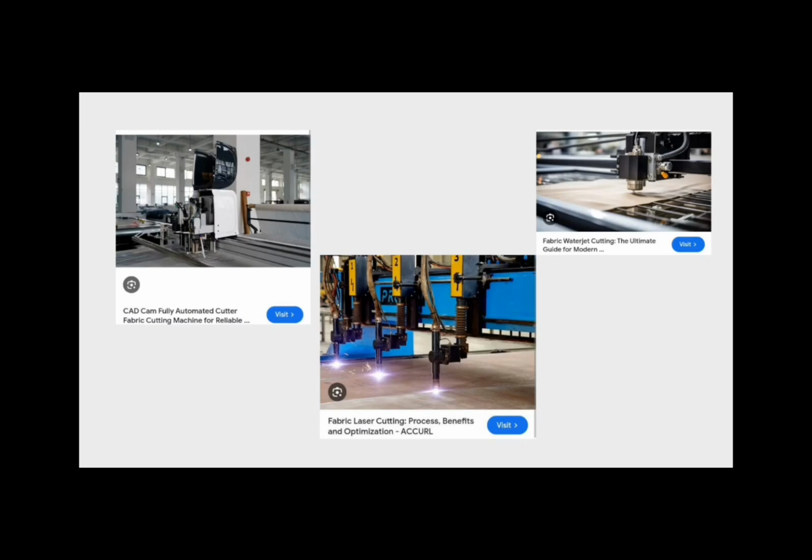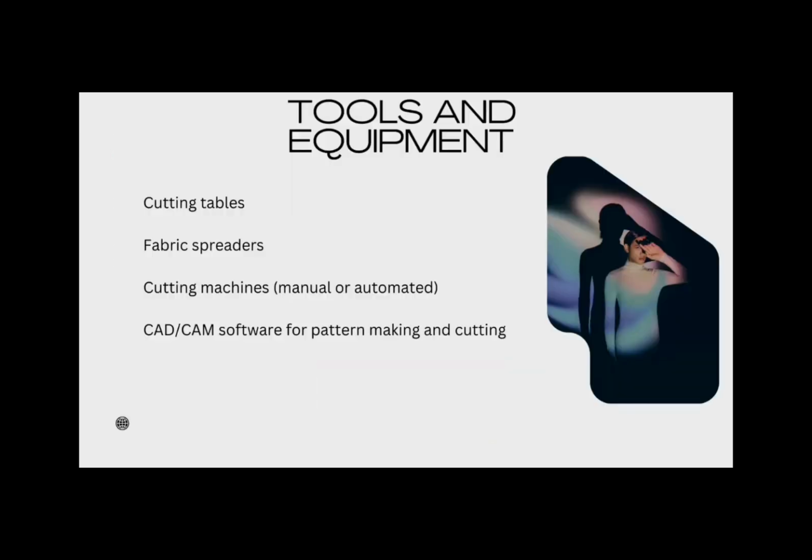Next is fabric laser cutting process benefits. Fabric water cutting, the ultimate guide to modern tools and equipment. Cutting tables, laying and cutting fabric, fabric spreaders, cutting machines, manual or automated, CAD and CAM software for pattern making and cutting.